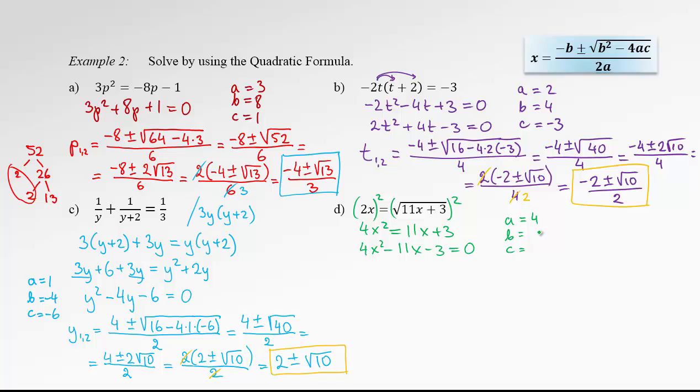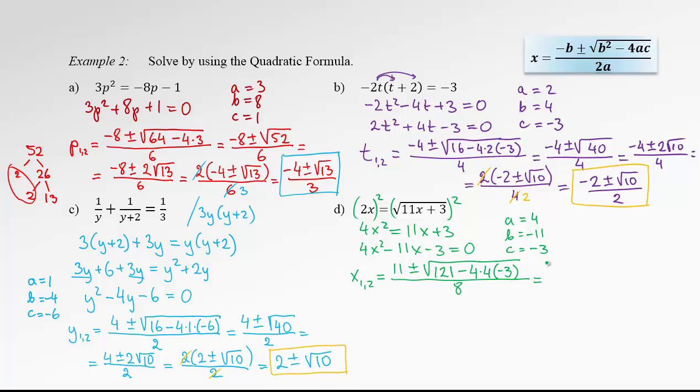A is 4, b is negative 11, c is negative 3. Okay, let's start finding our roots. x1 or 2 is negative b, so it's 11, plus minus square root of b squared, so it's 121, minus 4 times a, which is 4, and times c, which is negative 3. Here we go. Everything over 2 times a, so 2 times 4 is 8.